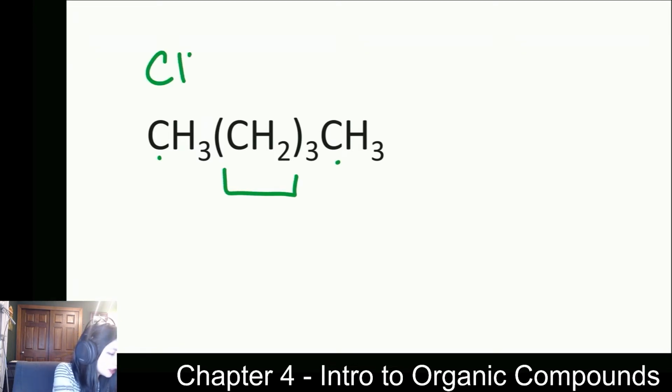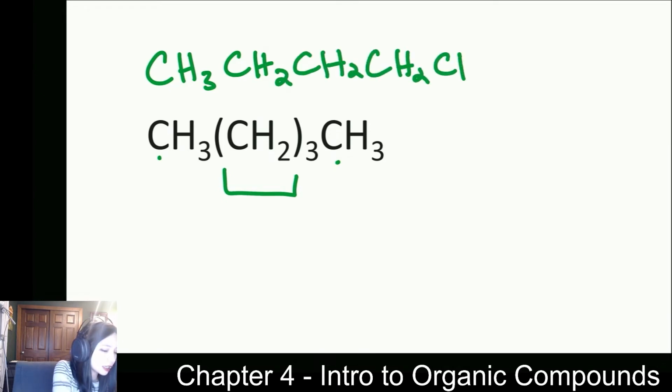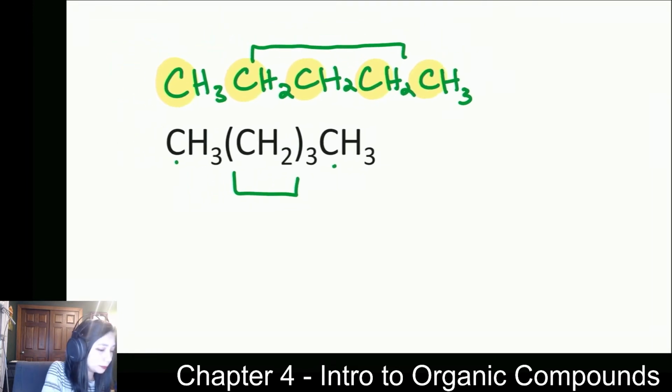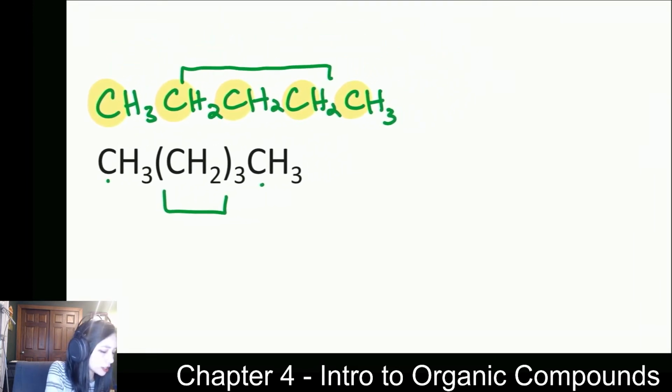So really the full expanded condensed formula, whoops, not 3, 2. There would be 3 of these CH2s in a row, and then there's that last CH3. All right, so those 3 CH2s are represented right there. And so now you can clearly see that there's 1, 2, 3, 4, 5 carbon atoms in a row. So that's what we want to show in our skeleton structure.